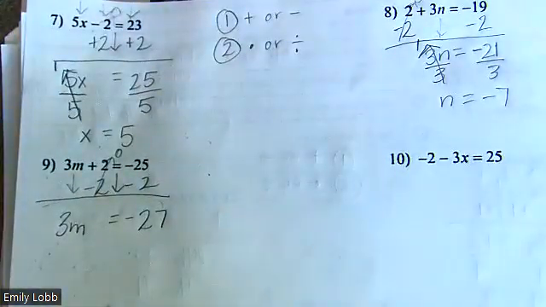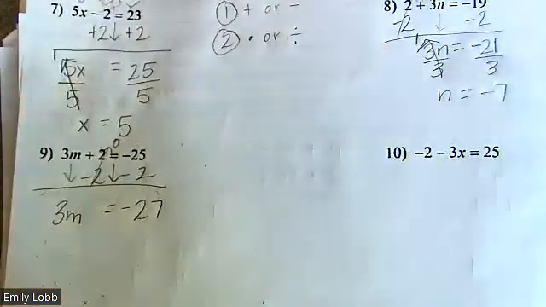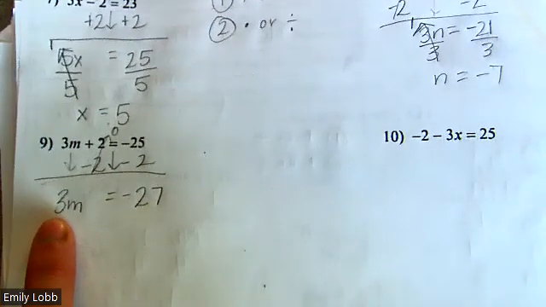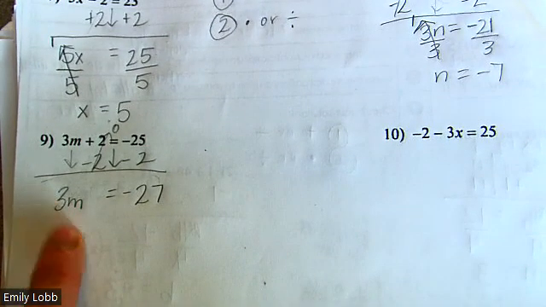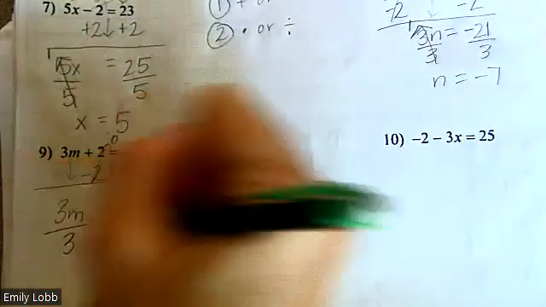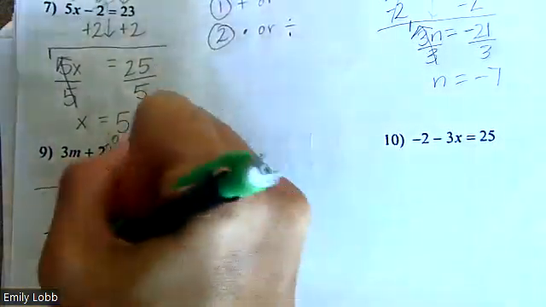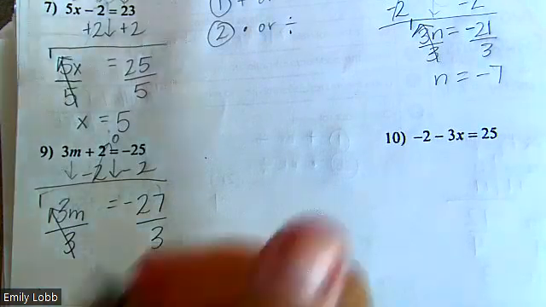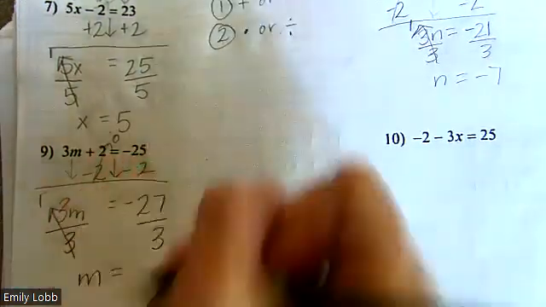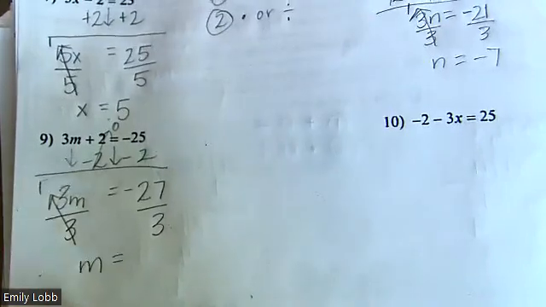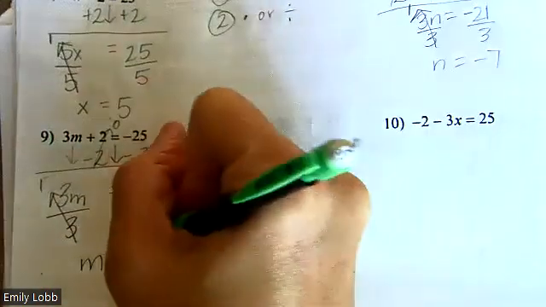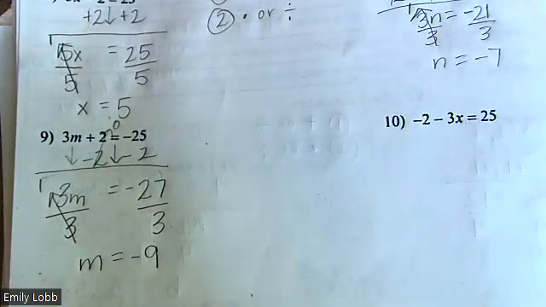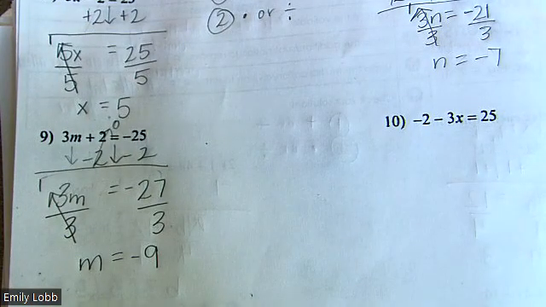And then again, how do I get rid of my coefficient? Well, my coefficient means that I'm actually multiplying by the 3, right? So I need to divide by 3, because it gets rid of it, right? When I divide by itself, it becomes 1. So 1m, we would write as m, equals negative 9. Do you see how knowing your multiplication and division facts is very helpful?